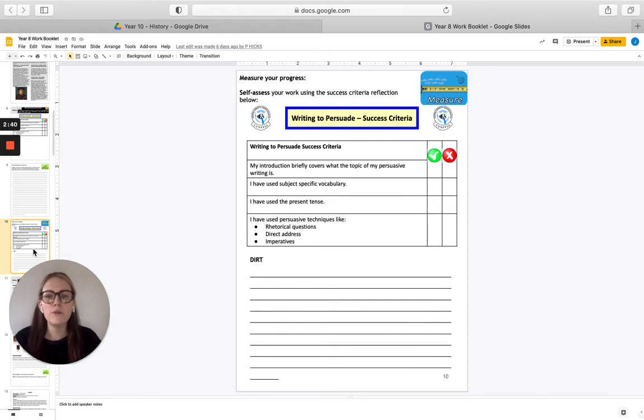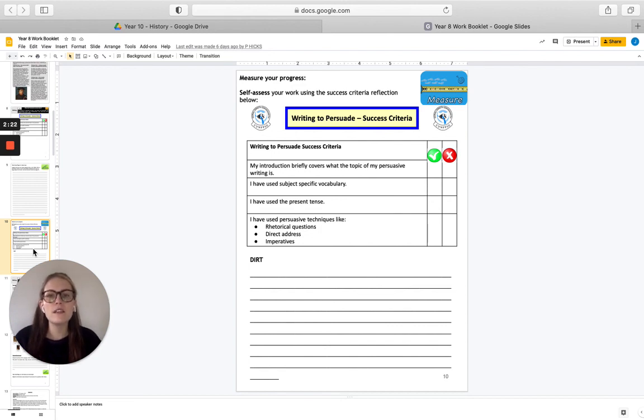So, for example, you might have said, well, actually, I didn't use subject-specific vocabulary. So in the DIRT task, you might list some subject-specific vocabulary that you could have used. You might not have used direct address. You might want to include that there. Okay, there's lots of different tasks that you could be doing.